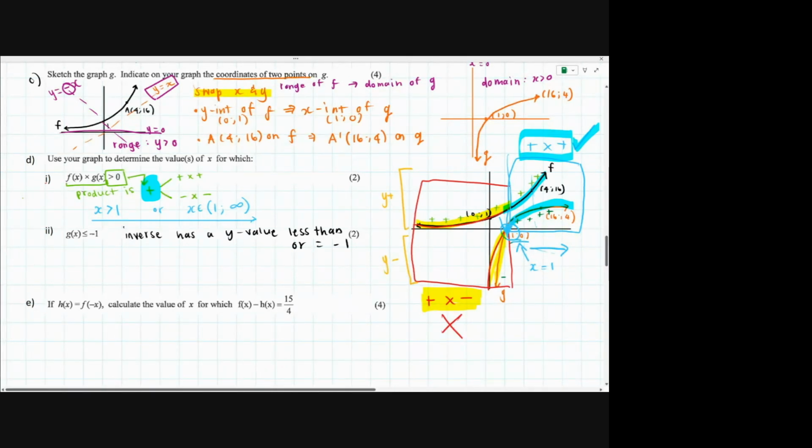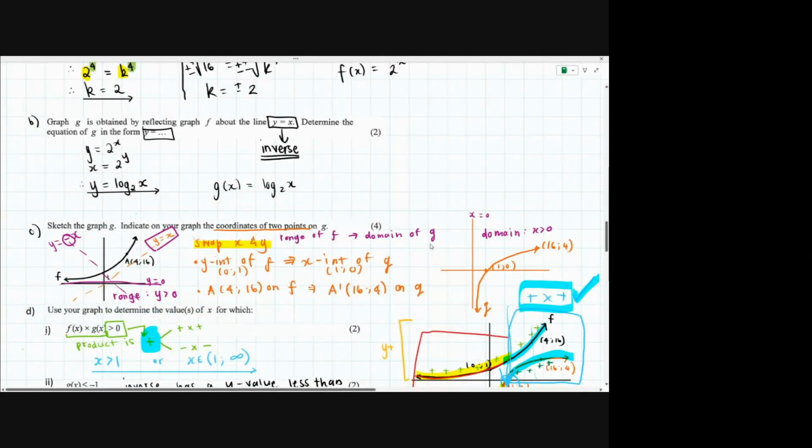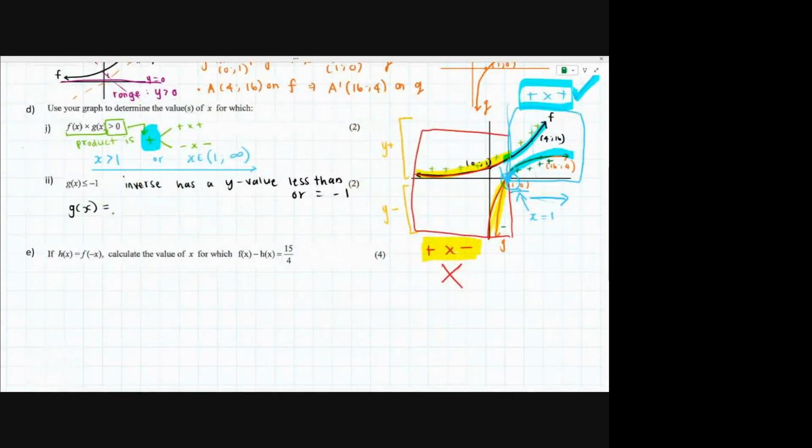Aha, we do not panic. We know what g of x is. I do apologize. Clearly, I'm getting too excited about inverse functions. We know what g of x is. We worked it out earlier. It's log base 2 of x.